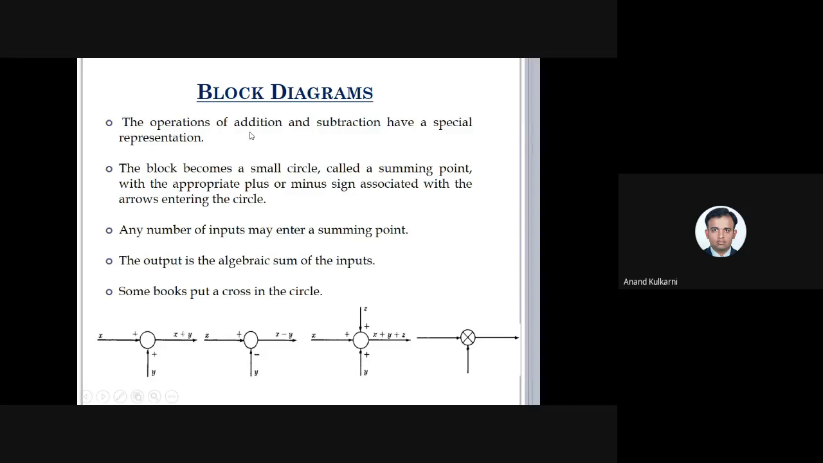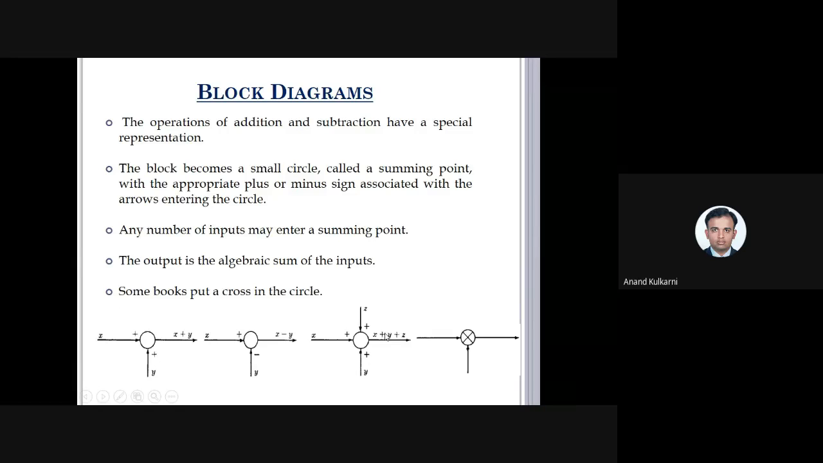Now, here, if you just observe, the operations of addition and subtraction have a special representation. As in this case, I told you, this is a summing point. Here the operation of addition, and here the operation of subtraction, has a special representation. It means the signal is coming into the point, and depending upon the arithmetic value, x plus y is coming out. Here there is one value x and there is y, so it is x minus y. Now in this case there is x, there is y, and this is z. So the output is x plus y plus z. The same thing we discussed in the previous slide is represented here.